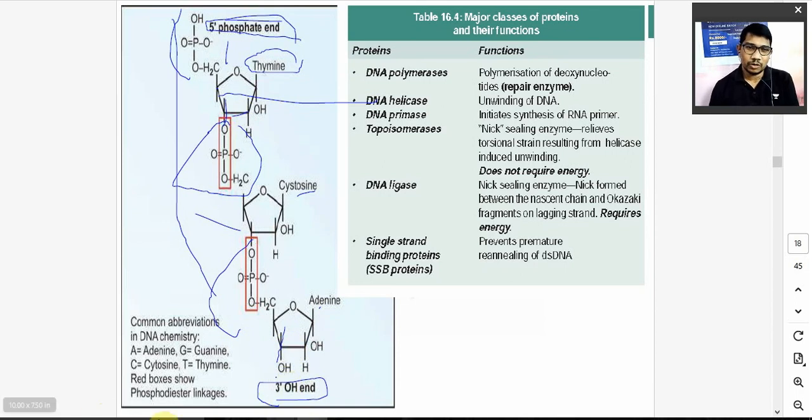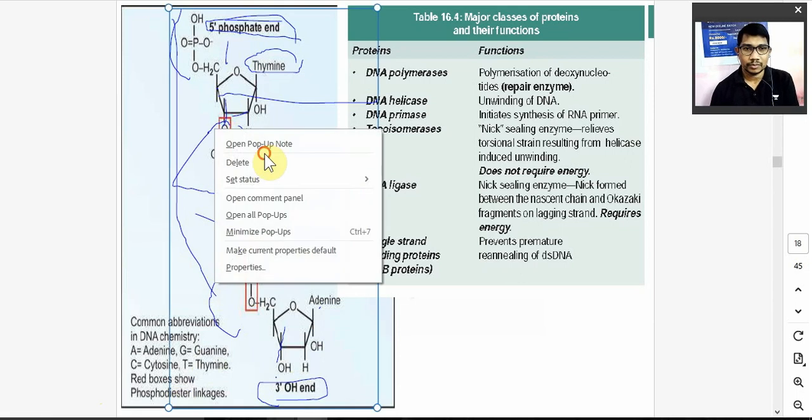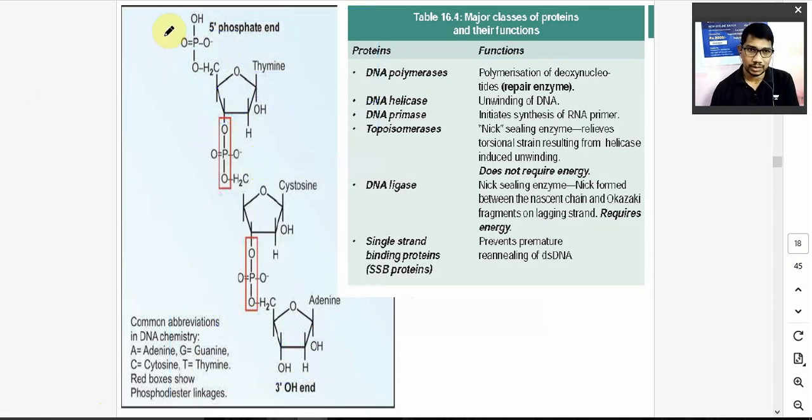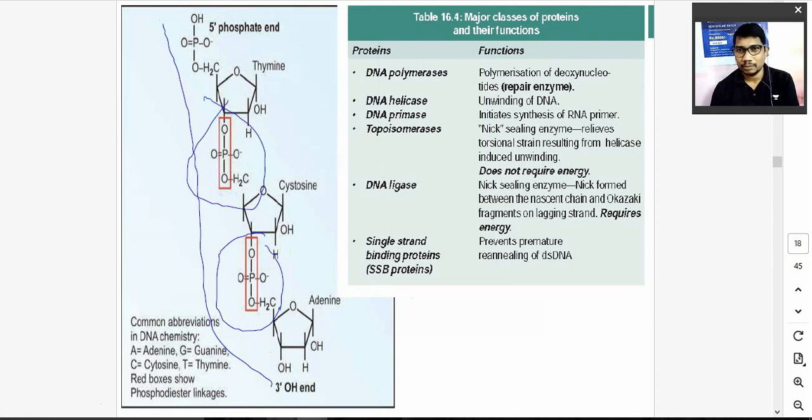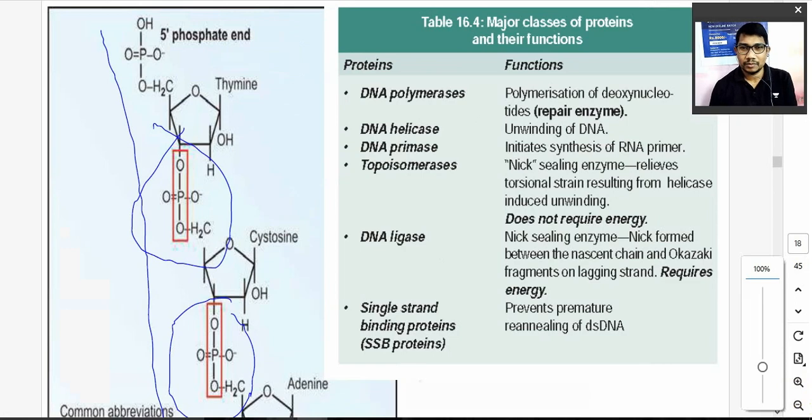DNA is nothing but the polymer of deoxyribonucleotides, ये इनका पॉलीमर है, and this bond is known as a phosphodiester bond, इसको बोलेंगे अपन phosphodiester bond. Now what are the major classes of proteins required for and involved in the replication?